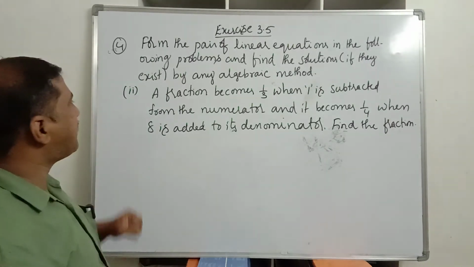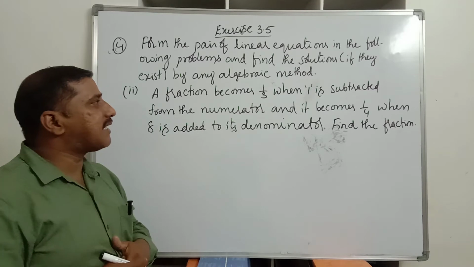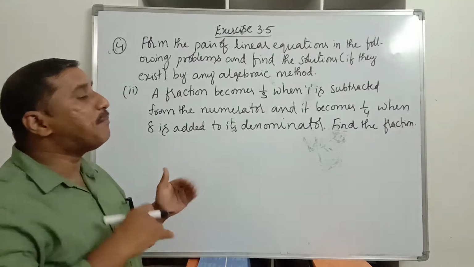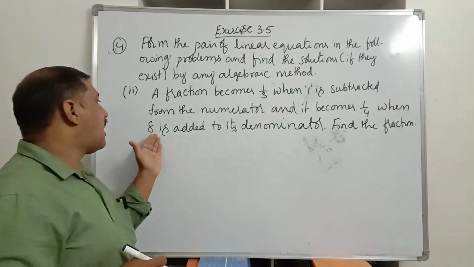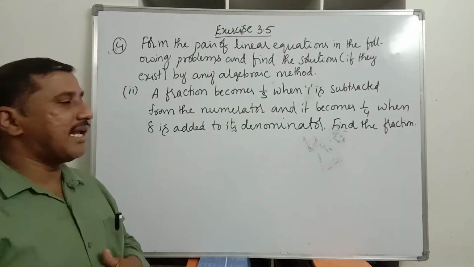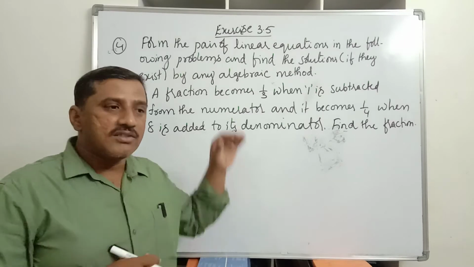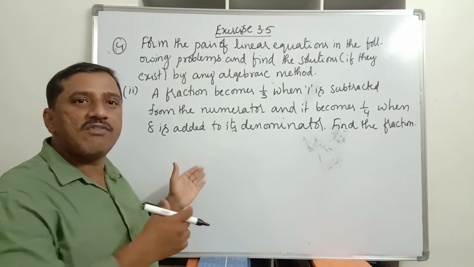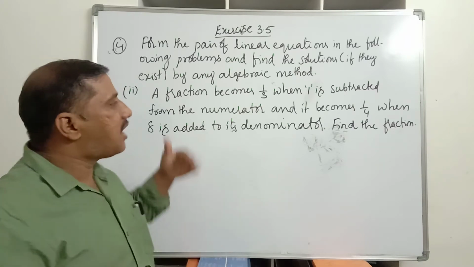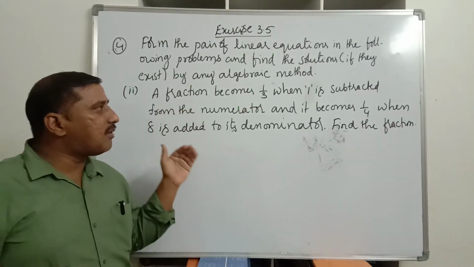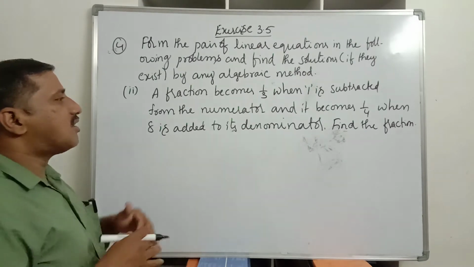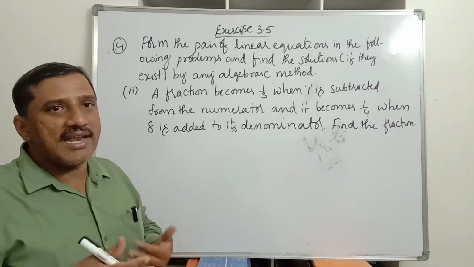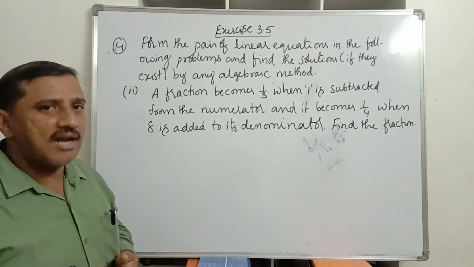In that, the second problem: a fraction becomes 1 by 3 when 1 is subtracted from the numerator, and it becomes 1 by 4 when 8 is added to its denominator. Find the fraction. Fraction problems we have come across even for the substitution method or the elimination method. Now we are going to solve one more problem related to fractions. We don't know the fraction, so let the fraction be x by y, where x is the numerator and y is the denominator.